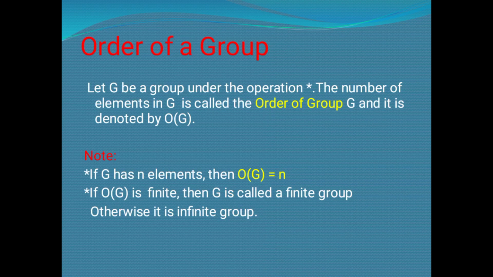Note they have given: if G has n elements, you can say that the order of G is equal to n. And if the order of G is finite, then G is called a finite group. If we have a finite number of values in some number system, we can say it is a finite group. If you have the real numbers as a group, then it is an infinite group.